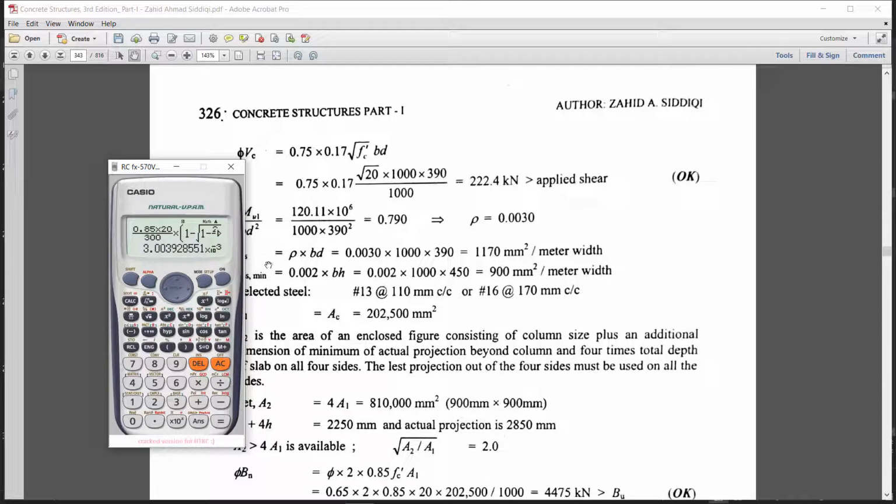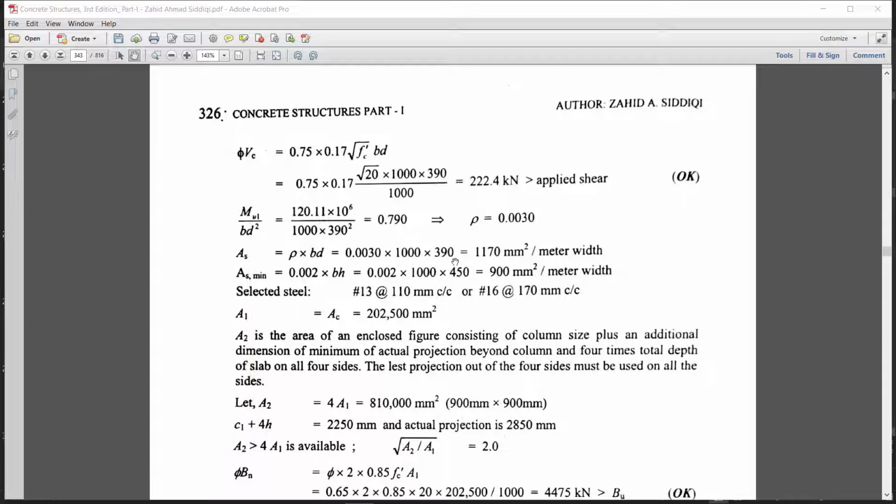So our reinforcement value is 3.00 times 10 raised to the power minus 3, so you will get a rho value of 0.003, the steel ratio. You multiply with b d, 1000 by 390, and you get the area of steel, 1170 millimeter square per meter. As minimum, for 300 grade steel, is 0.002 b h, so that is 900 millimeter square. Our provided steel is greater than the minimum, so that is okay.